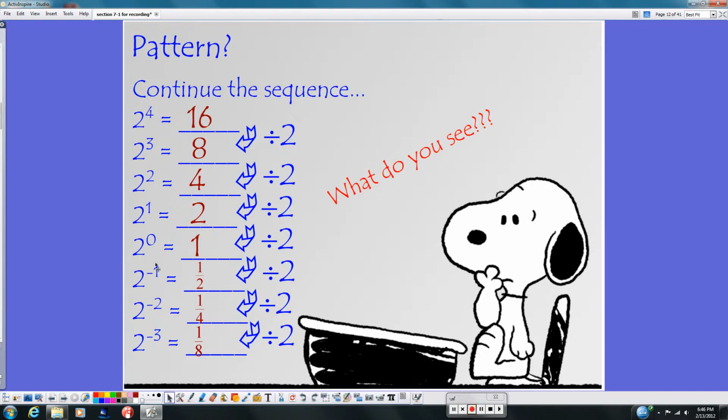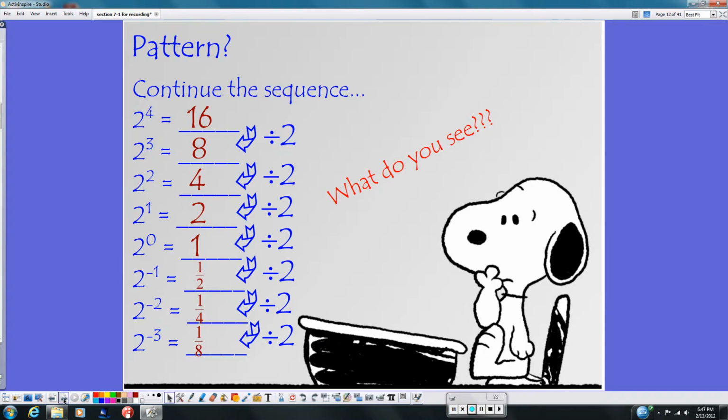You should notice that 2 to the negative first is the reciprocal of 2 to the first. 2 to the negative second is the reciprocal of 2 to the positive second. And 2 to the negative third is the reciprocal of 2 to the third. This pattern would continue on for 2 to the negative 4th, negative 5th, and so on.